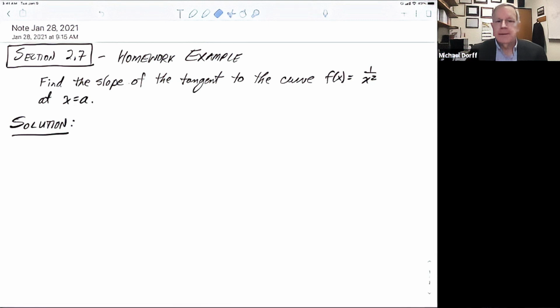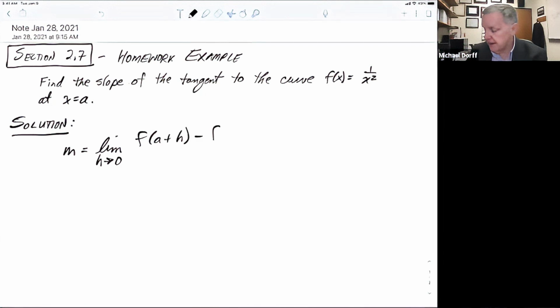In this problem, it says find the slope of the tangent to the curve f of x equals 1 over x squared at x equals a. Now, the formula for this is that the slope m is equal to the limit as h goes to 0 of f of a plus h minus f of a all over h.